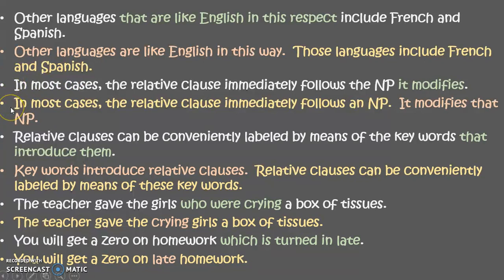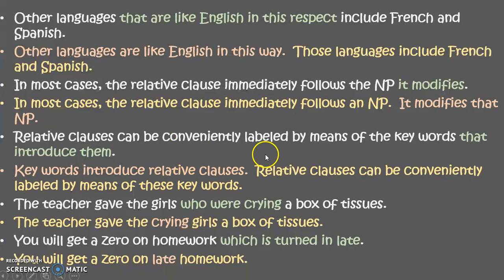Looking here, in most cases, the relative clause immediately follows the noun phrase it modifies. Now, how would we have that same meaning in a different form? We'd have to, once again, have two sentences. In most cases, the relative clause immediately follows a noun phrase. It modifies that noun phrase. I think this one, even more so than the first example, this second example shows how it emphasizes this relationship by putting it together into one sentence, and it is definitely more concise and less repetitive.